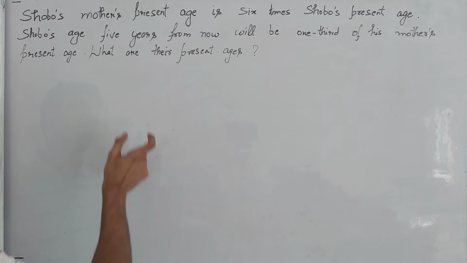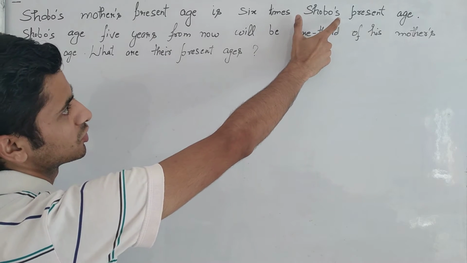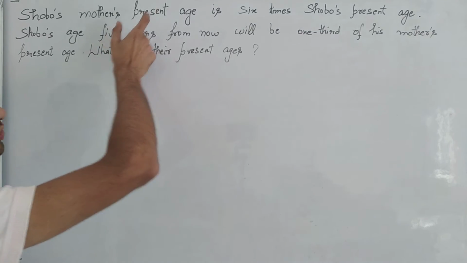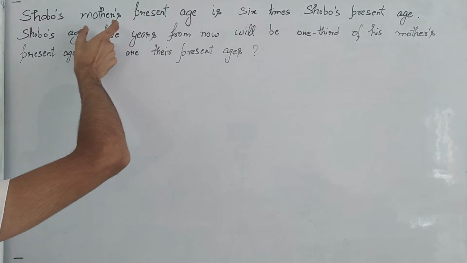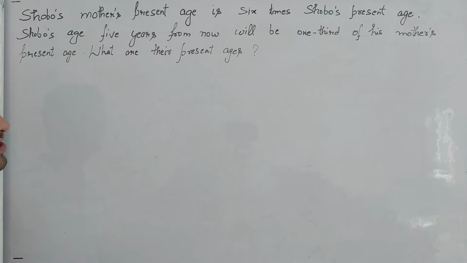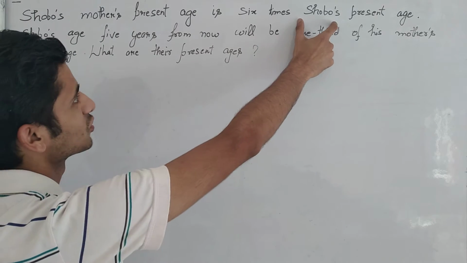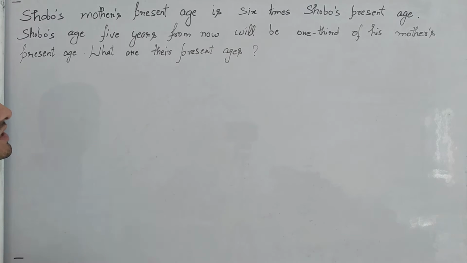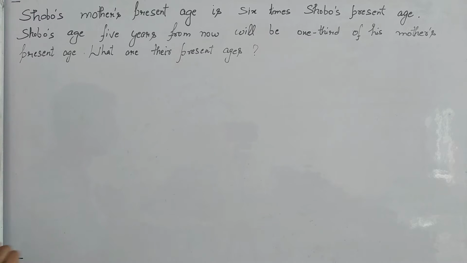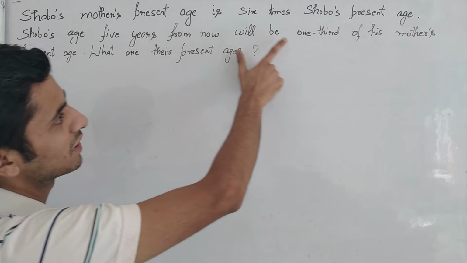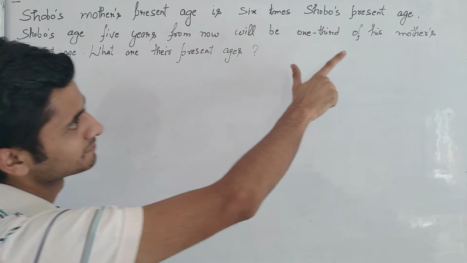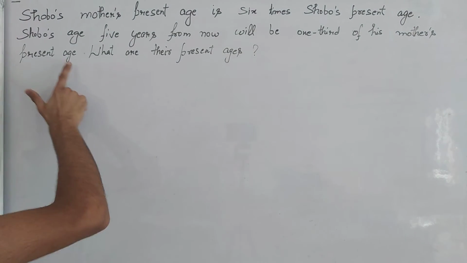Means if Shobo is 10 years old, then mother is 10 into 6, 60 years old. If Shobo is 3 years old, mother is 18 years old. Means mother's age is 6 times that of Shobo. Also, Shobo's age 5 years from now will be 1/3 of his mother's present age.